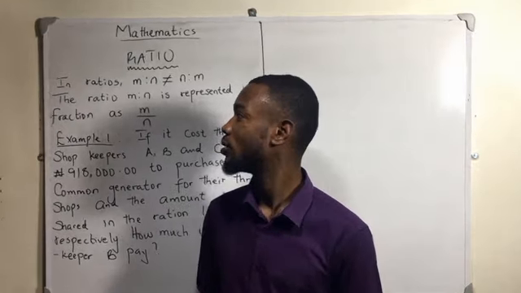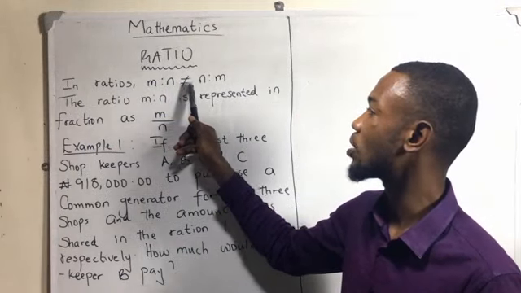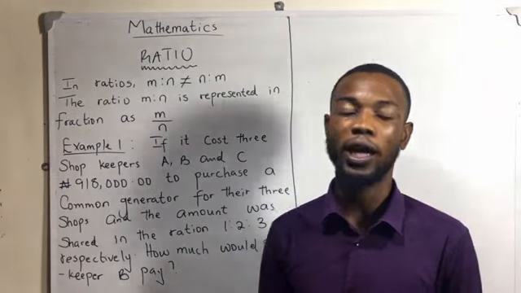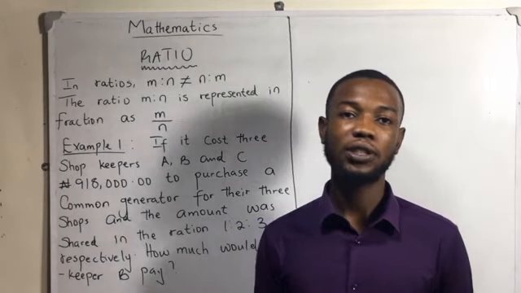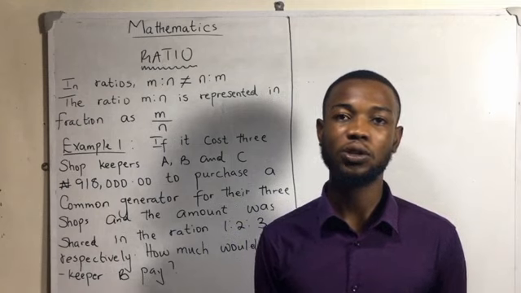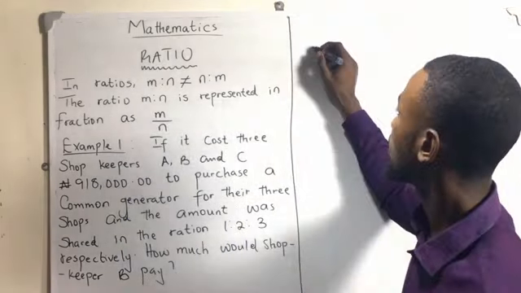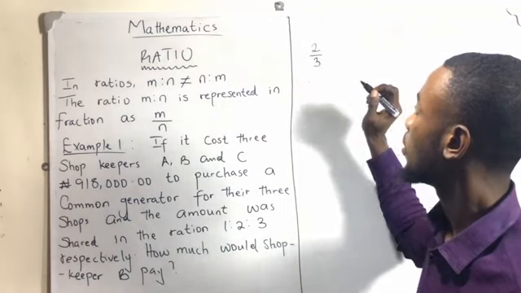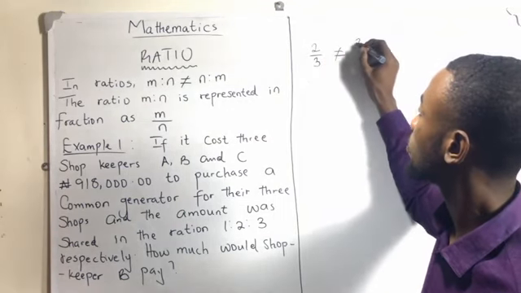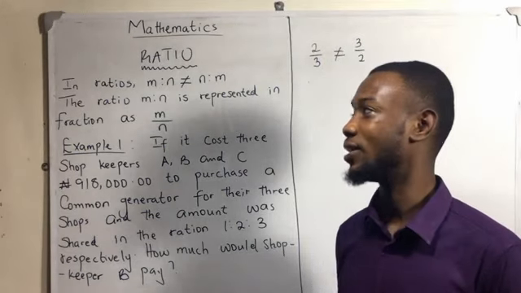Now, we can see on the board, in ratios, m ratio n is not equal to n ratio m. Since we know that ratio is expressed in fraction, it's easy for you to say 2 over 3, but it's not equal to 3 over 2. That's what ratio is trying to say in this form.